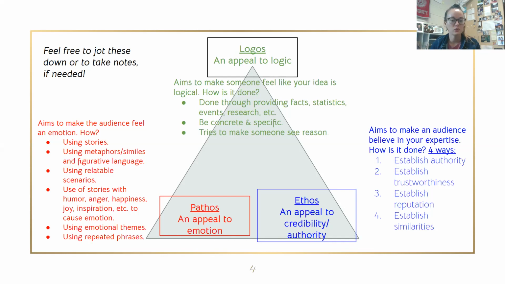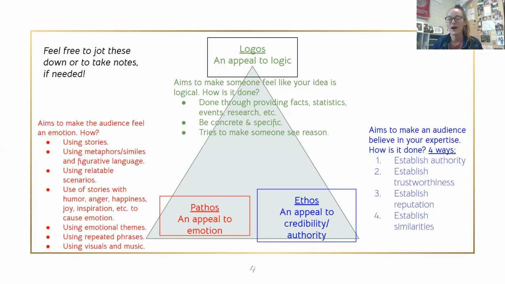All right, and then the last ones are emotional themes. Ooh, and this one's a big one, this one that just popped up. Repeated phrases are a fantastic way for someone to establish pathos because it makes people think about something over and over. And when we think about things, we tend to get it.